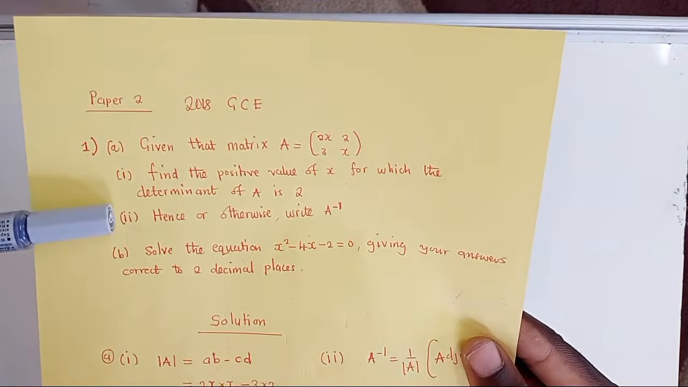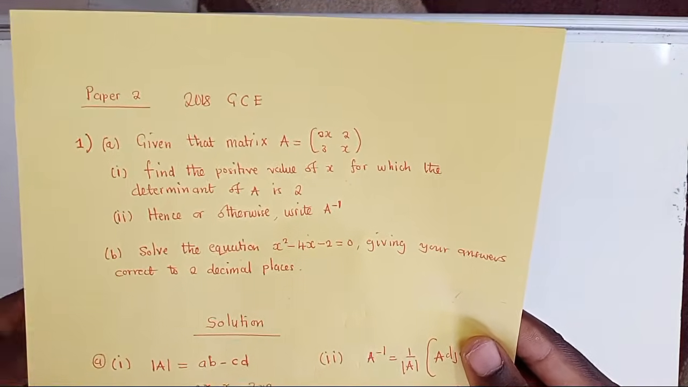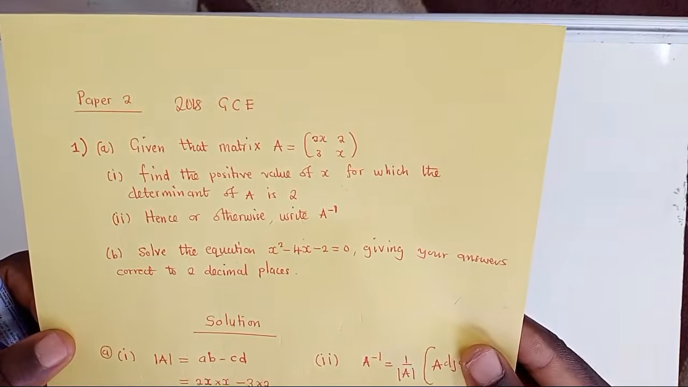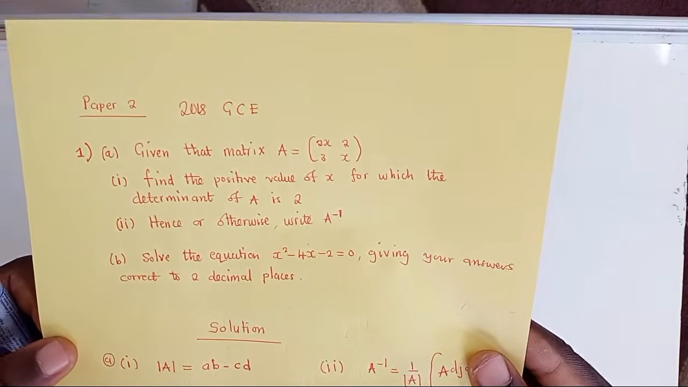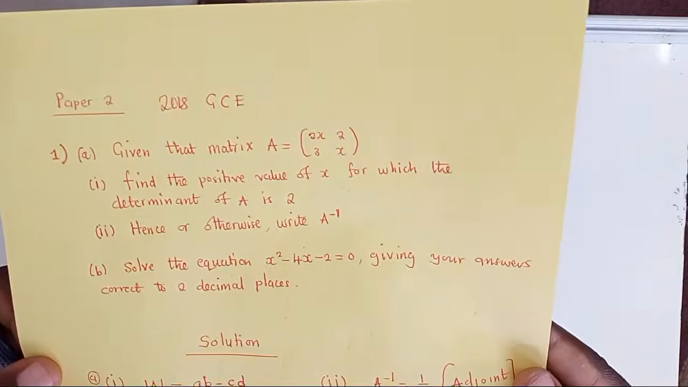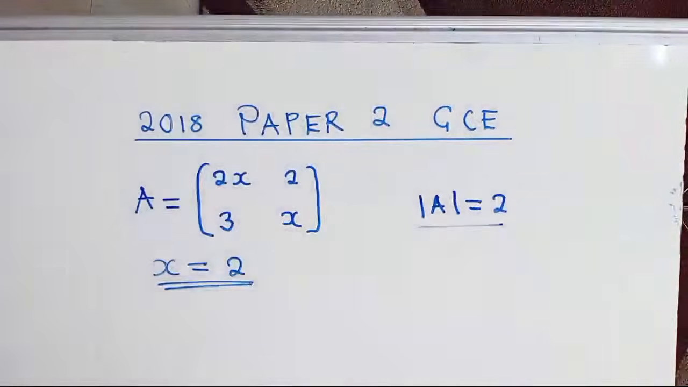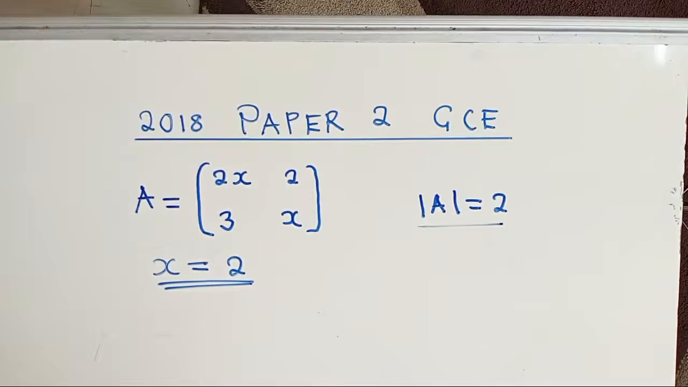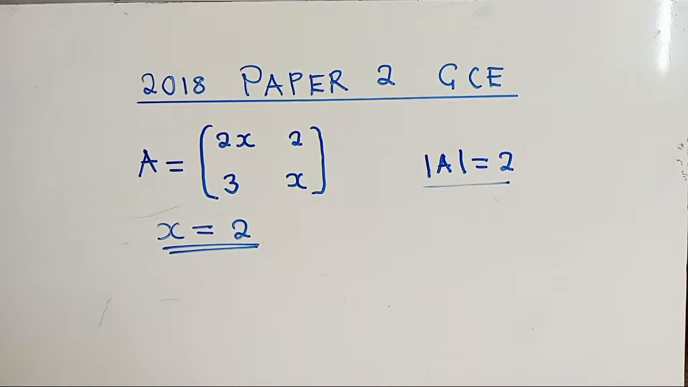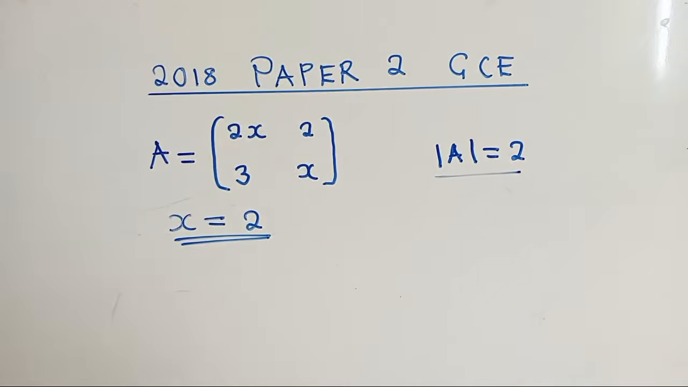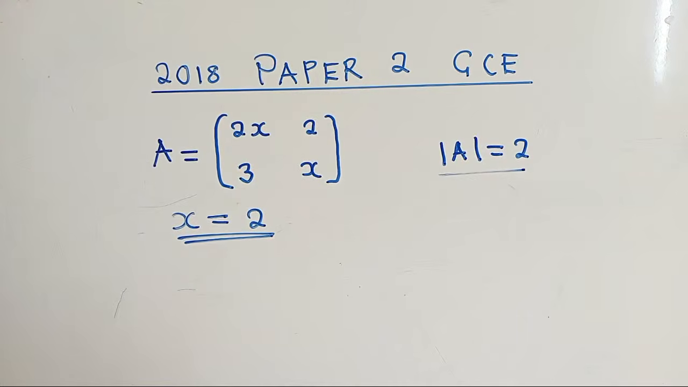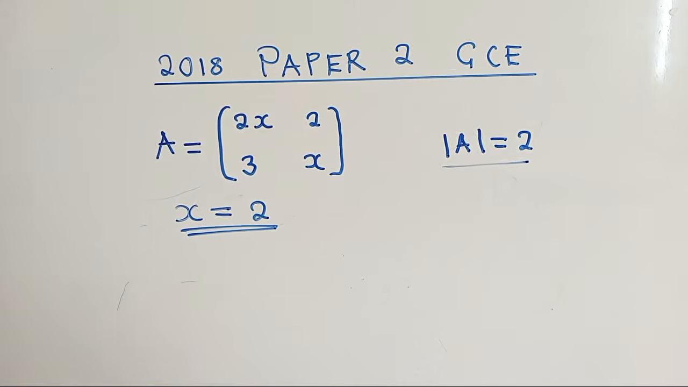Now to answer part 2, where they say "hence or otherwise, write A inverse, the inverse of A." What they mean by writing A to the power -1 is that they want us to find the inverse. So how do we get to find the inverse?